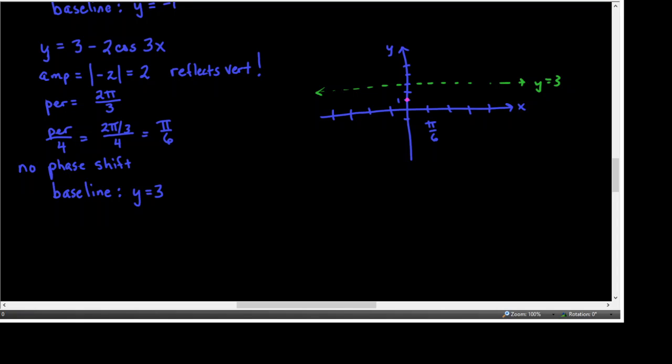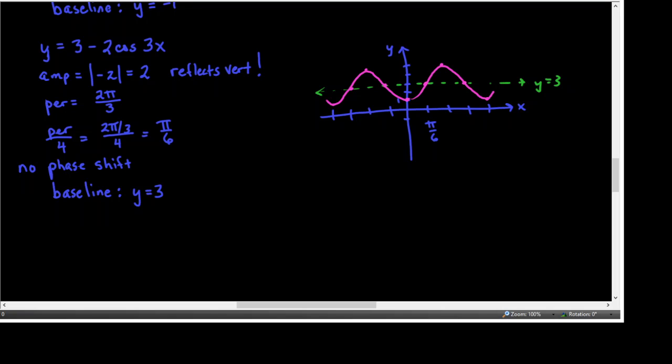So the next mark over will be the middle. Next mark will be the high. How high? Amplitude 2, so 2 above the baseline. Then the middle, then the low, again 2 below the baseline. Then going this way, it'll be middle, high, middle, low. And if you can keep track of the amplitude like that, be very careful that you do that, you're bound to have a pretty good graph if everything else is working out.